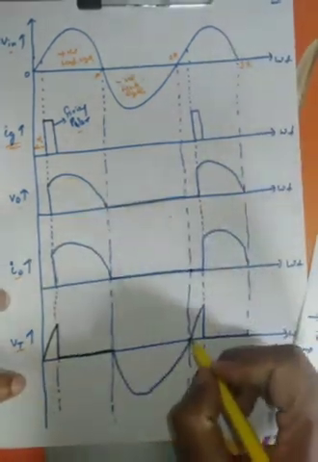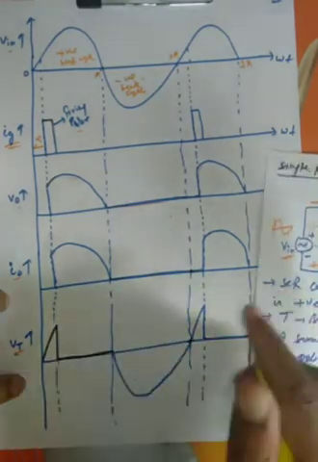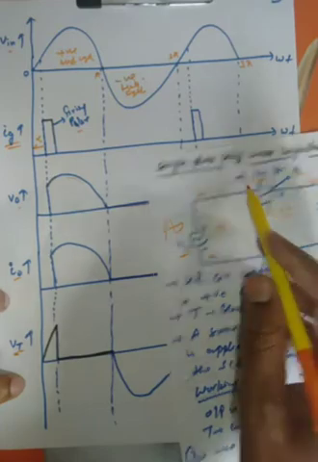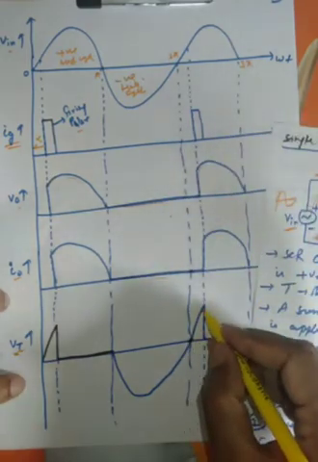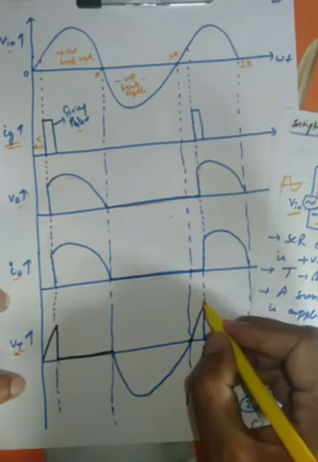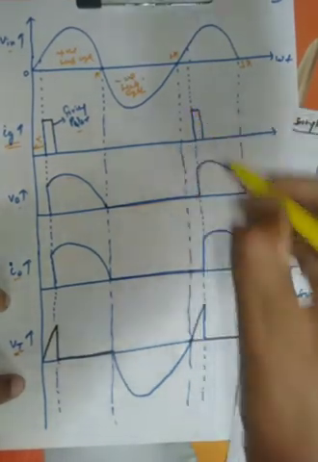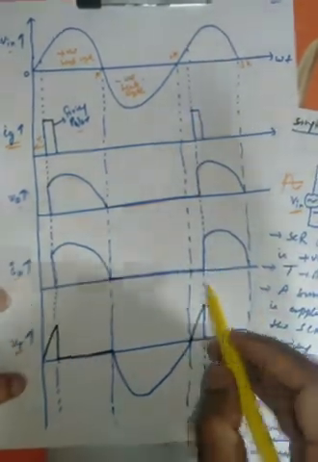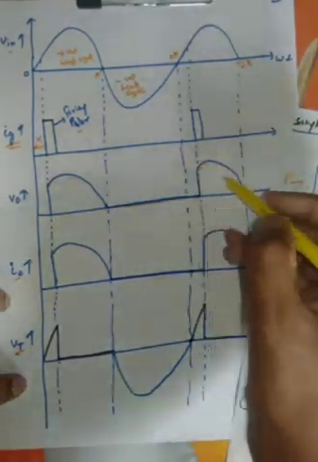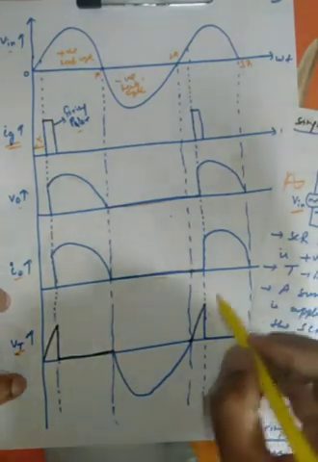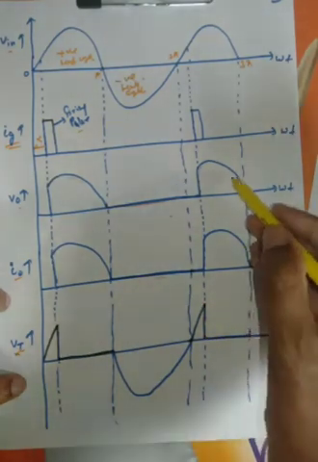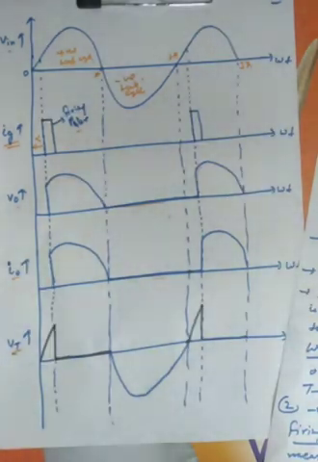And what about the VT? When we supply the positive voltage again, it will have the same voltage as given at the input until the gate pulse is applied across the thyristor. Whenever the gate pulse is applied, the thyristor will be in the on state and all the voltage will drop across the resistive load, so VT comes to 0, and we get the output voltage and output current across the RL. Thank you so much.